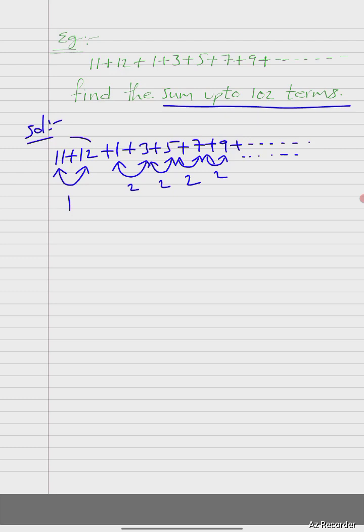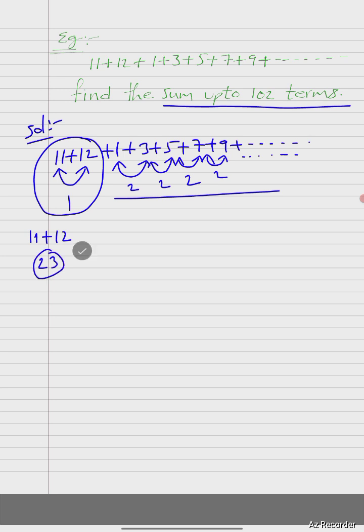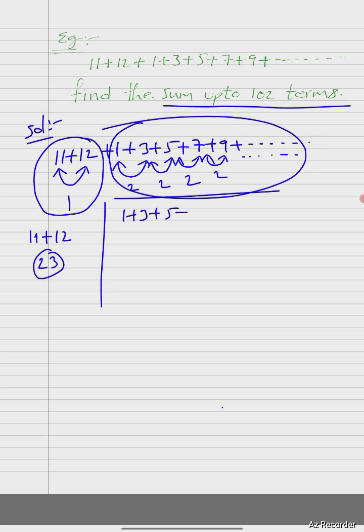So these two terms, 11 and 12, have nothing to do with the rest of the series. Let us keep them aside: 11 plus 12, which is equal to 23. Now let us look at the series which is in AP. Here 1 plus 3 plus 5 plus 7 plus 9 and the rest of the terms are in arithmetic progression. We are asked to find the sum up to 102 terms. We have kept aside 2 terms already, so this will extend up to the 100th term.